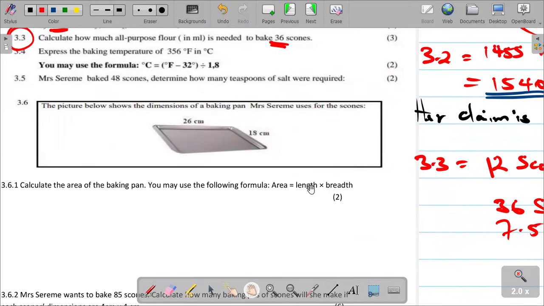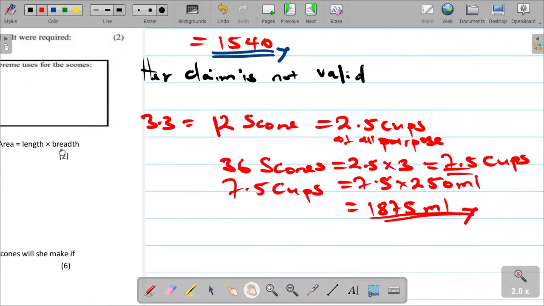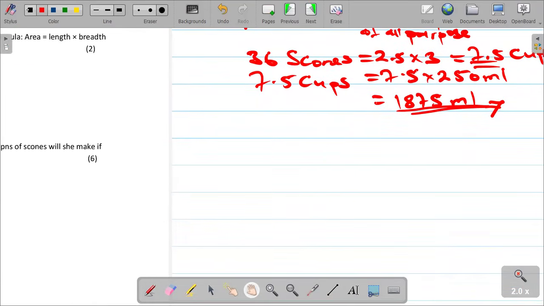And then our next question, 3.4, says: express the baking temperature of 356 degrees Fahrenheit in degrees Celsius. Use the formula that is given there. So for 356, using the formula that is given there, it's a matter of substitution. 3.4 is equal to degrees Celsius.